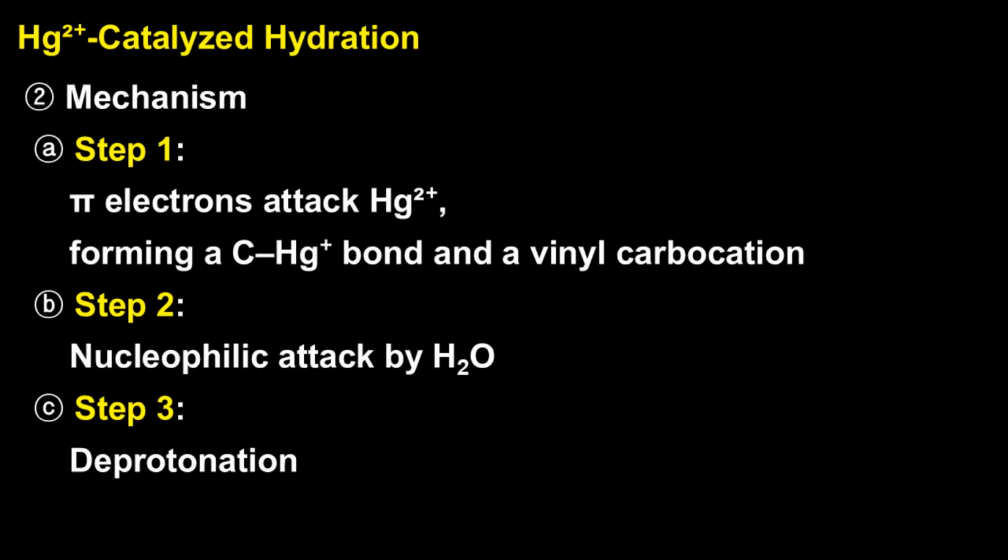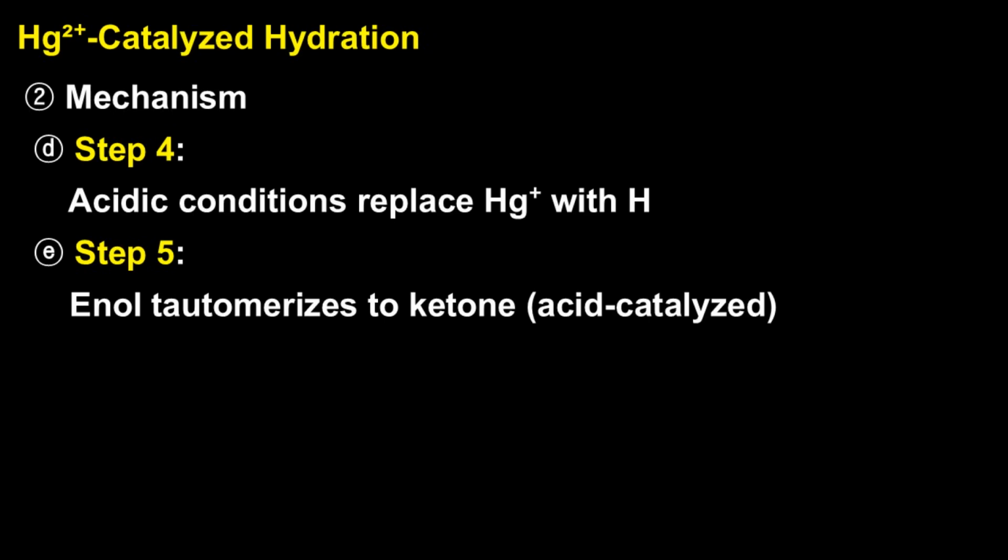It attacks that carbocation and adds on as an H2O group. Then in step 3, one of the protons on that water group drops off. That leaves behind a neutral OH, and now we've got an enol on our hands. Next, in step 4, we get rid of that mercury group. Under acidic conditions, a proton comes in and takes its place, so the Hg+ gets replaced with a regular hydrogen.